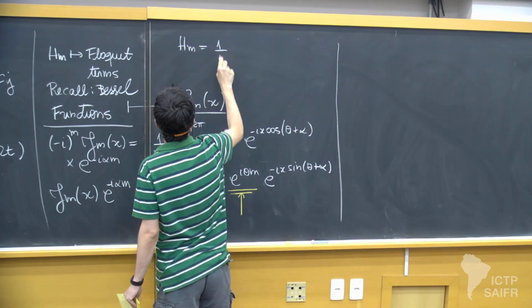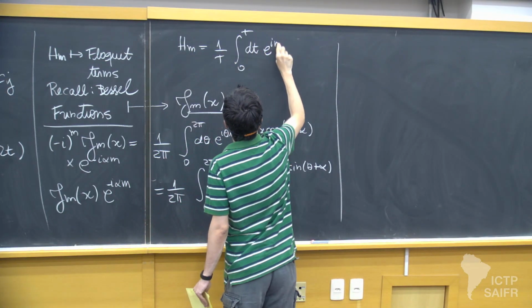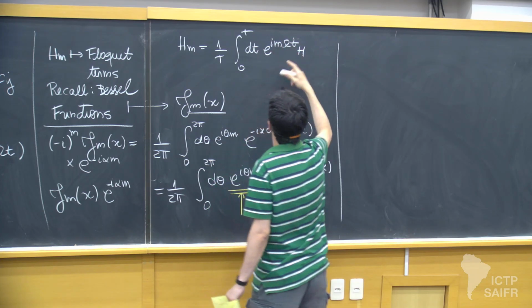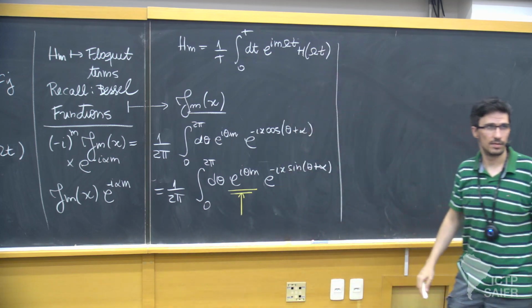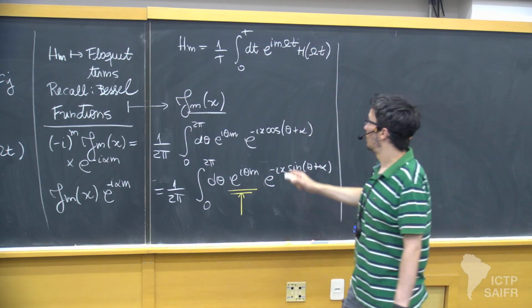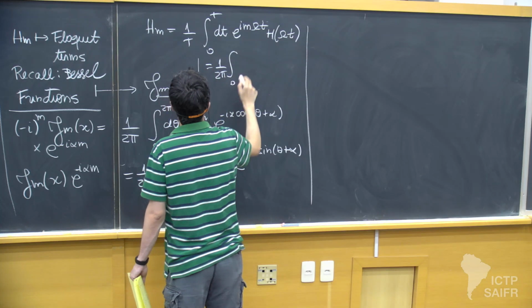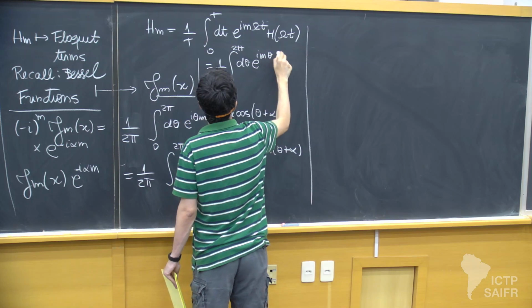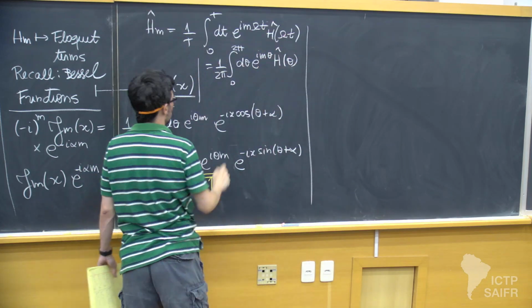H_m is 1 over T, integral from 0 to T dt, e to the i m omega t, h, and recall that this h is actually a function of omega t. This h was a function with a time periodic dependence. And this can be rewritten as 1 over 2 pi, integral from 0 to 2 pi, d theta, e to the i m theta, h of theta. This is an operator. All of them are operators, okay?